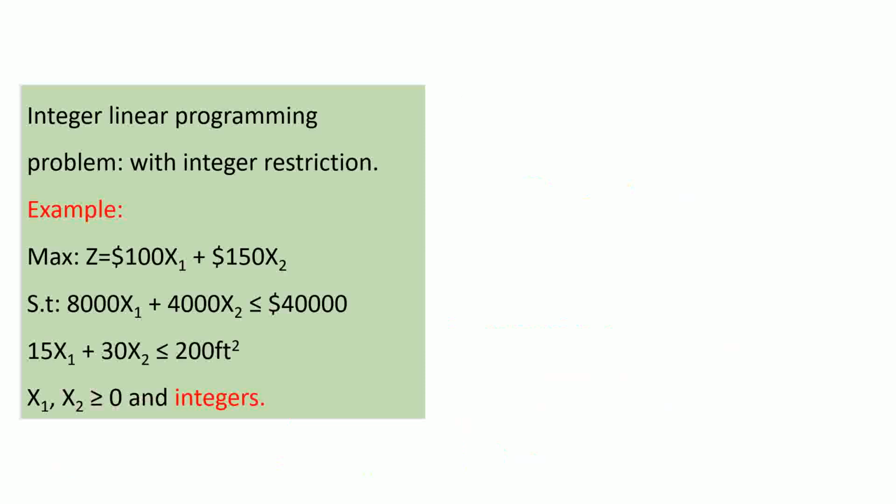Let's see an example for integer linear programming problem with integer restrictions. Look, here is a maximization problem such that here is a constraint and another constraint. So x1 and x2 are greater than or equal to 0 and integers. So this one is the integer restriction, or we can say integer linear programming, because not only the non-negativity but also the integer values, the x1 and x2, the decision variables should be integer values.